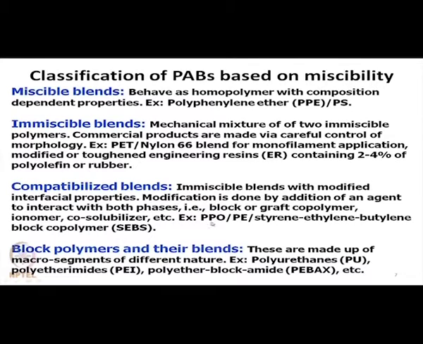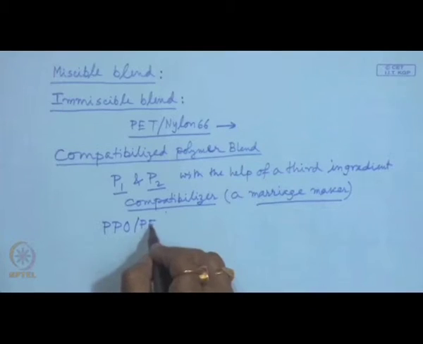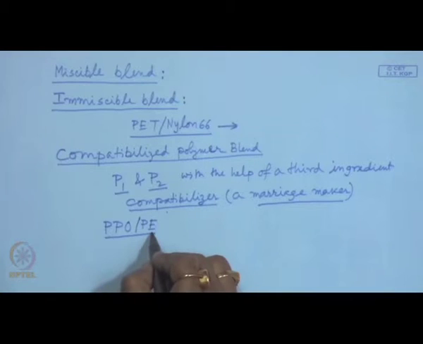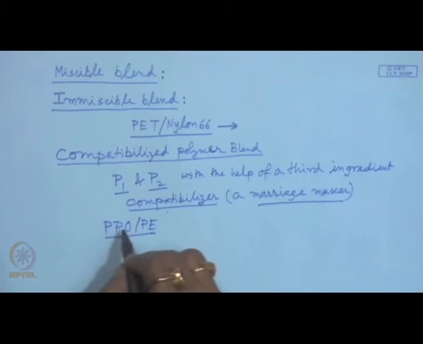Examples are polyphenylene oxide, PPO, and polyethylene, these two, and these two are compatibilized. Polyethylene is purely hydrocarbon, polyphenylene oxide has got some polar nature.